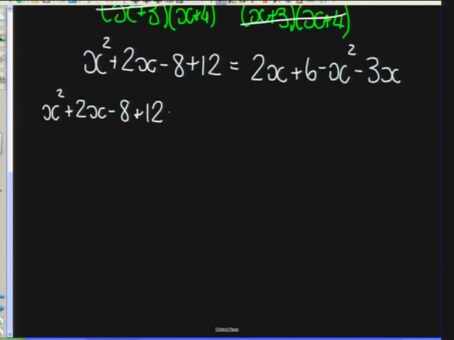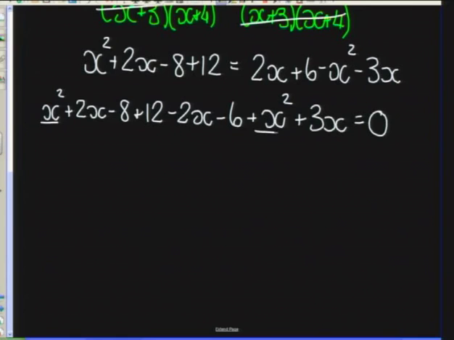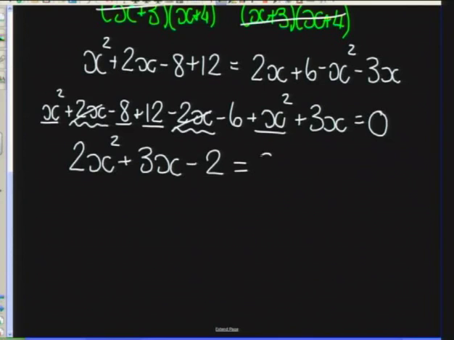We'll tidy all of this up in a second. Minus 2x minus 6 plus x squared and plus 3x, which is equal to 0. Okay. Like terms, I've got an x squared and an x squared, so we have got 2x squared. I've got a 2x minus a 2x. In fact, those two have cancelled each other out, and we are left with 3x. And I have got a negative 8 plus 12. That's going to leave us with positive 4. Positive 4 minus 6 is going to give me negative 2. Equals 0. Okay. And let's factorize.